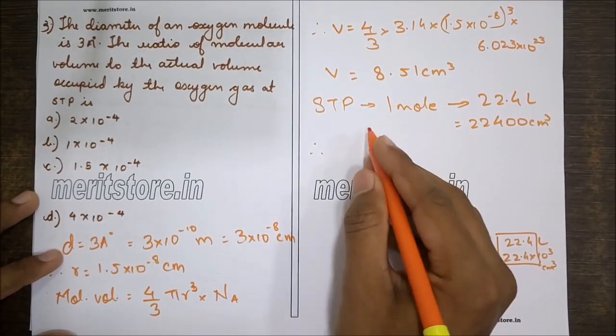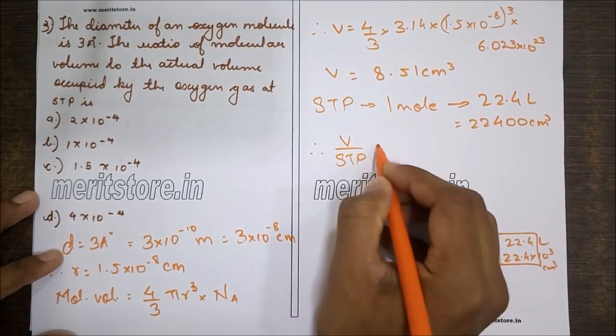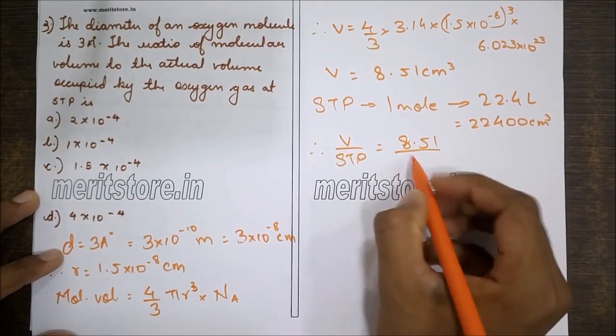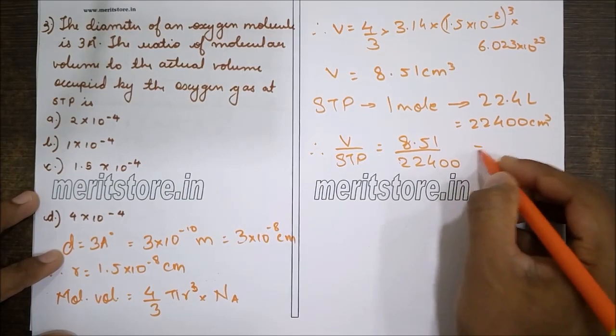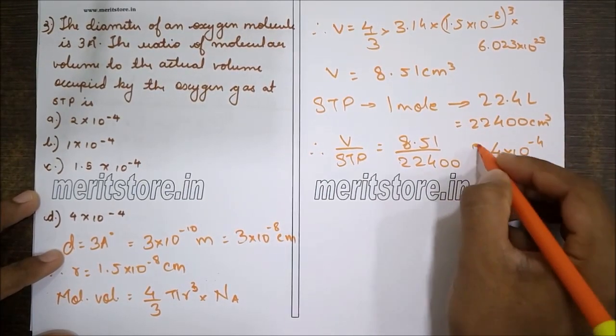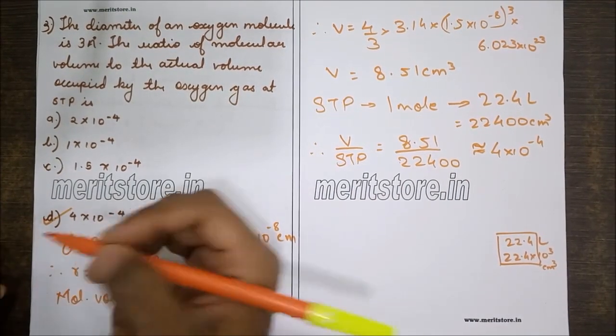So let's take a ratio of this. So V upon the STP volume would come out as 8.51 centimeter cube upon 22,400 centimeter cube. So this ratio is 4 into 10 raised to minus 4. It's approximately equal to 4 into 10 raised to minus 4. Hence, option D is the correct answer.